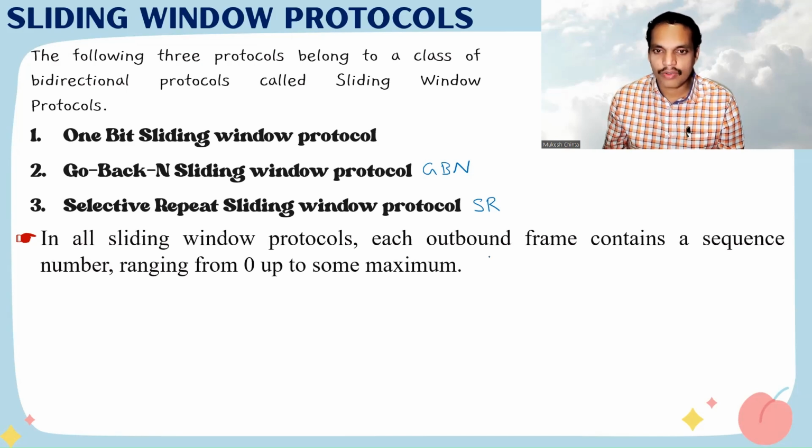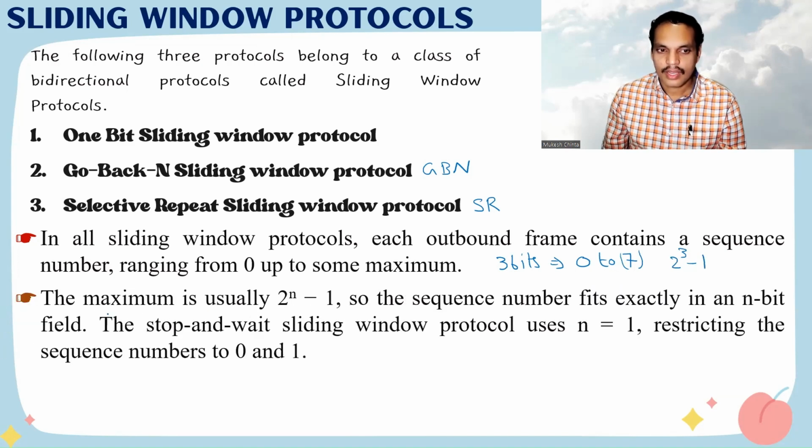What we do is you select how many bits to use for the sequence number. Let me take an example: if I say that my sequence number consists of 3 bits, the range of sequence numbers I can have is 0 to 7. So 0, 1, 2, 3, 4, 5, 6, 7, because it's 2 cube. If you ask me how I got this 7, it is nothing but 2 cube minus 1. The maximum is usually 2 power n minus 1, so that the sequence number fits exactly in an n-bit field.